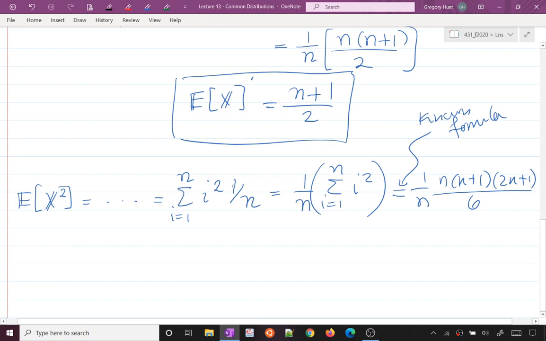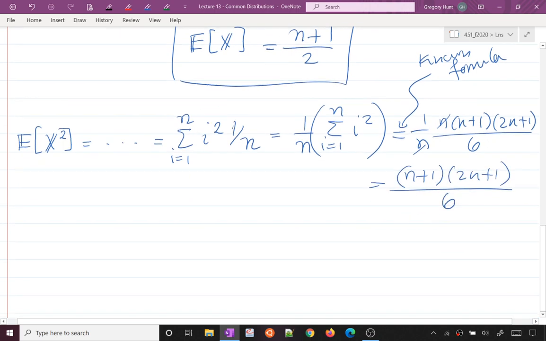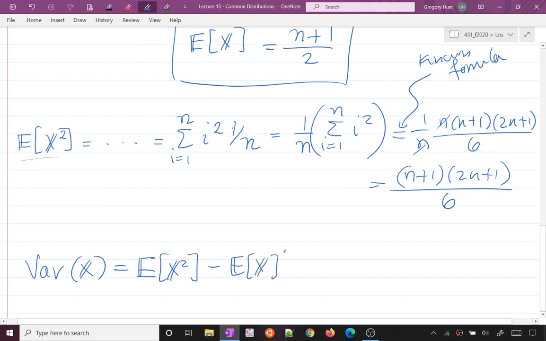And so this, we can cancel at these ends, should just give us n plus 1 times 2n plus 1 over 6. Okay, so that's the second moment, expected value of x squared. Of course, if we want the variance here, I have my shortcut formula that says the variance is the second moment minus the square of the first moment. Expected value of x squared minus the expected value of x quantity squared.